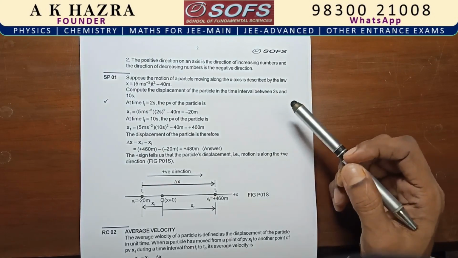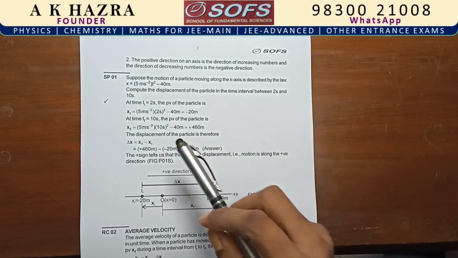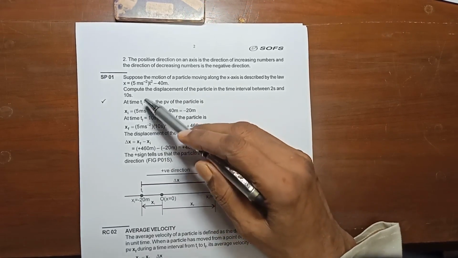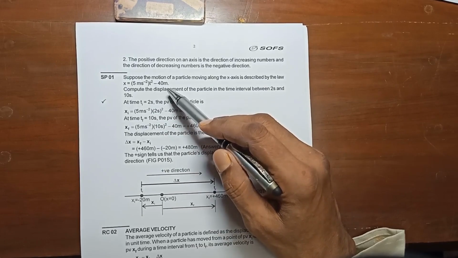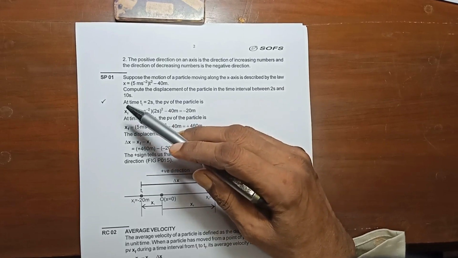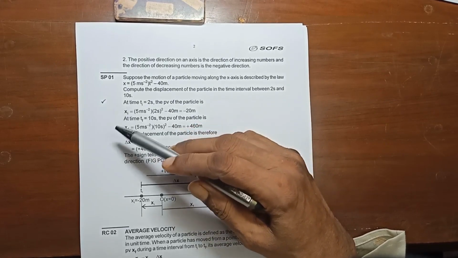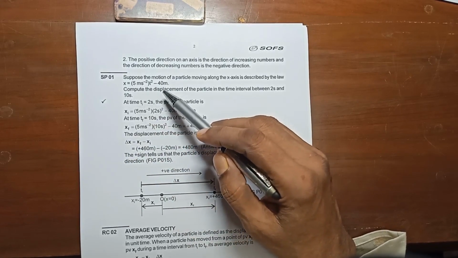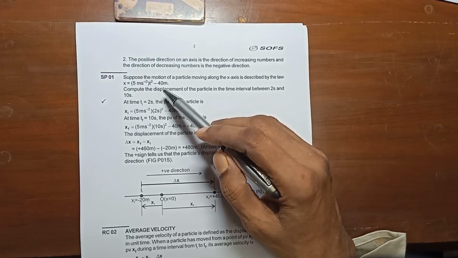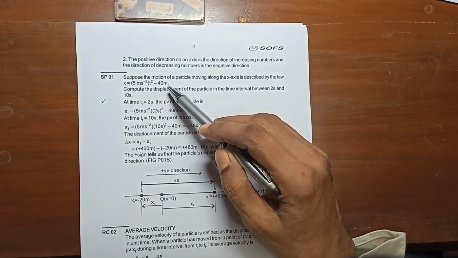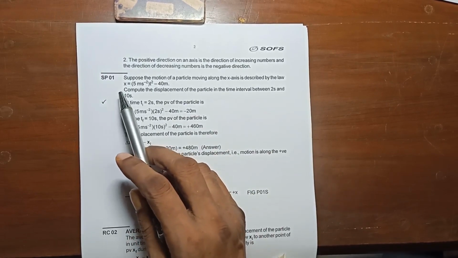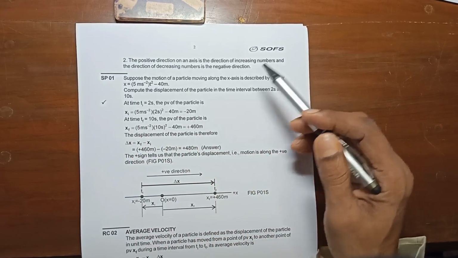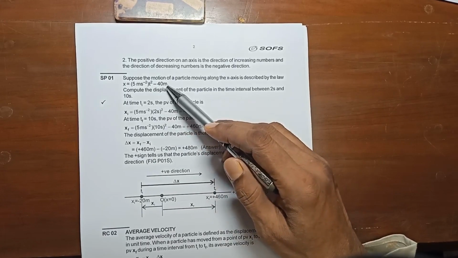Suppose the motion of the particle along the x-axis is given by the law x equals 5 meter per second square t square minus 40 meter. X is an unknown quantity. It will come out with its magnitude as well as dimension. But 40 is a given quantity, so its dimension will be meter, because the left hand side is meter. So for the homogeneity of dimension, each and every term must be in meter.